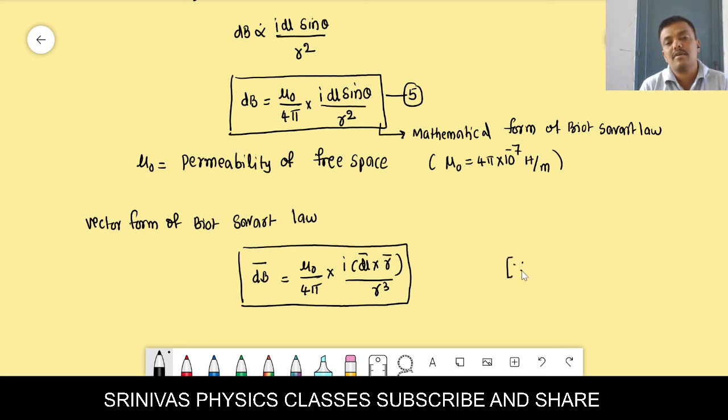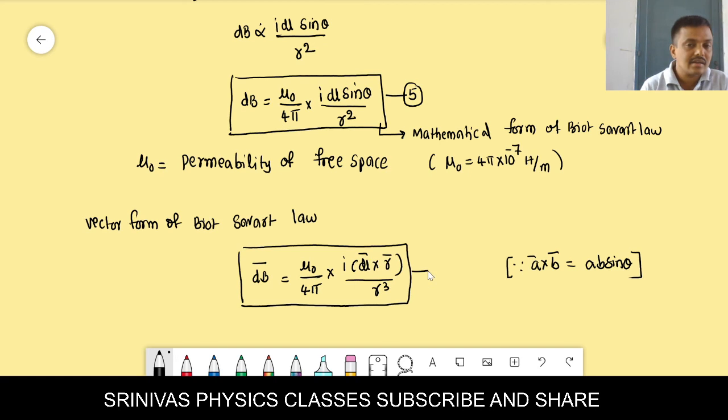Do you know the formula for a bar cross b bar? Vectors can be multiplied in two ways: one is the dot product and the other is the cross product. A bar cross b bar is AB sin theta. If it is a dot product, it is AB cos theta. So dl bar cross r bar is dl r sin theta. The denominator r cube is there, one r will be cancelled, and you will get the same equation 5.